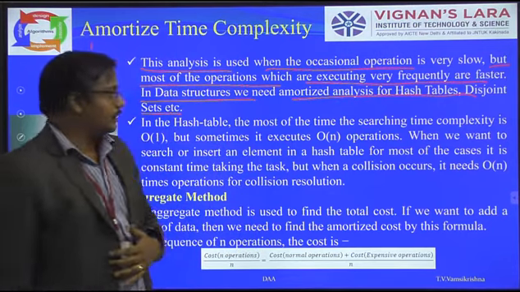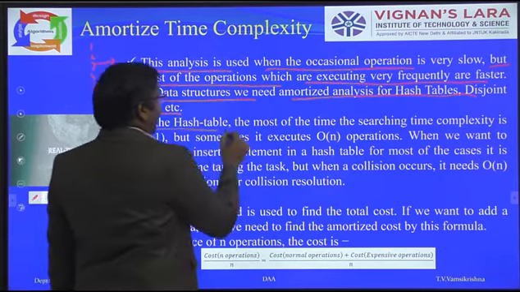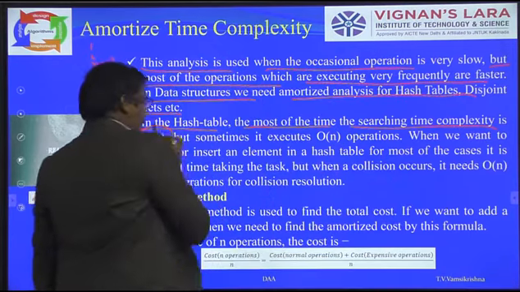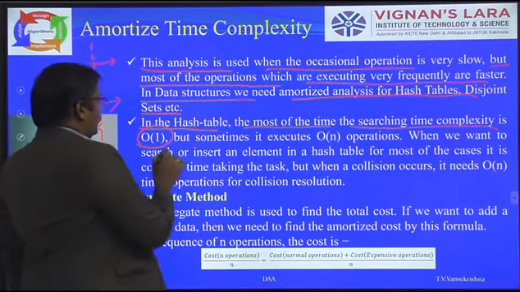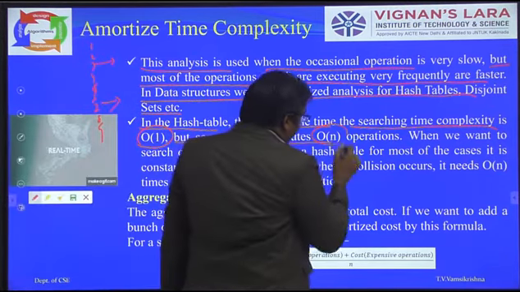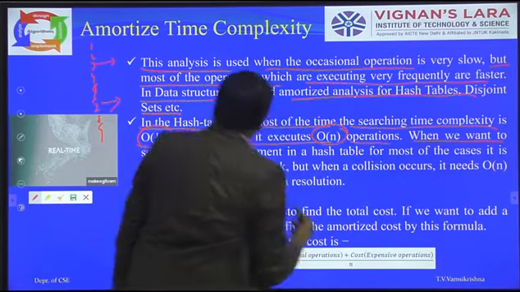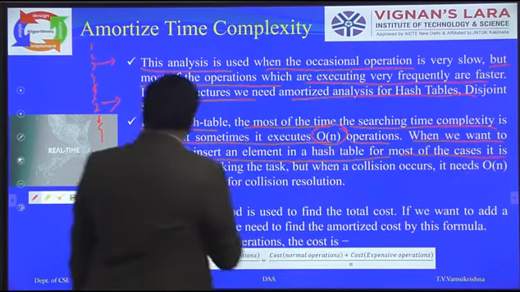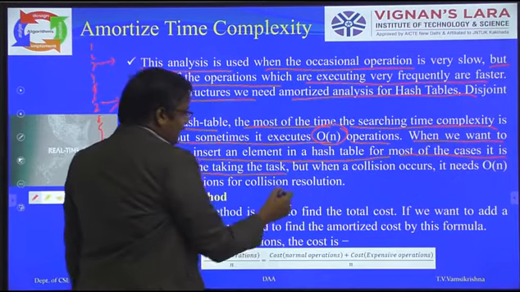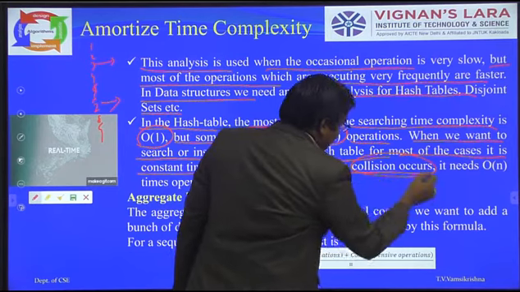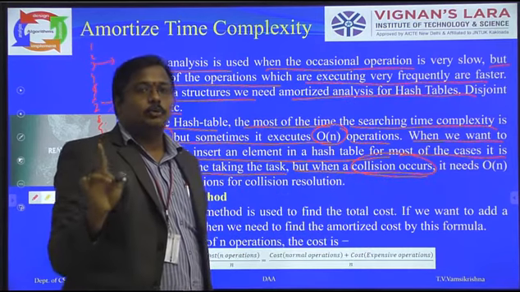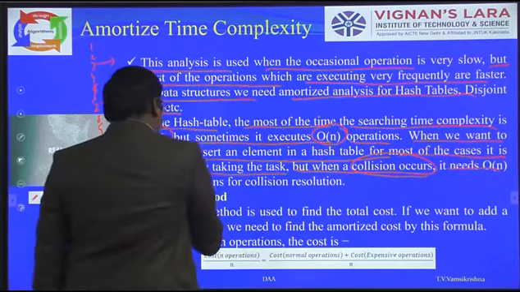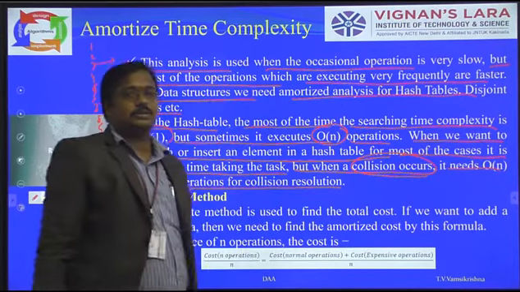Total time is degraded. So the same thing in the hash table: most of the time the searching time complexity is big O of 1, but sometimes it executes big O of n operations. When we want to search or insert an element in the hash table, most of the cases it is a constant time task. But when a collision occurs, collision means duplicate keys, it needs big O of n time operations for the collision resolution.